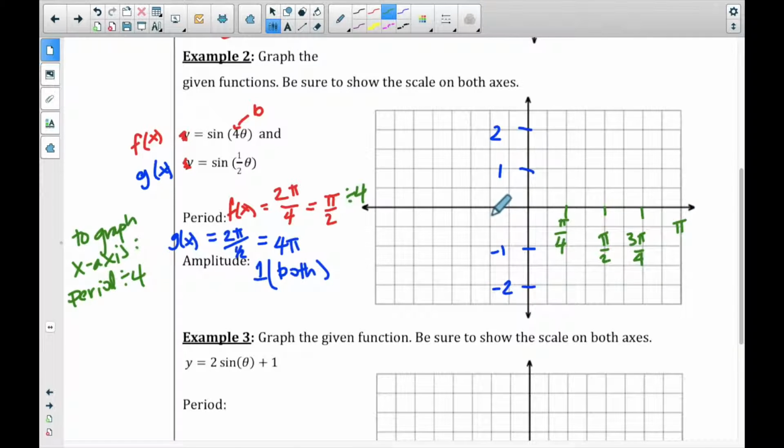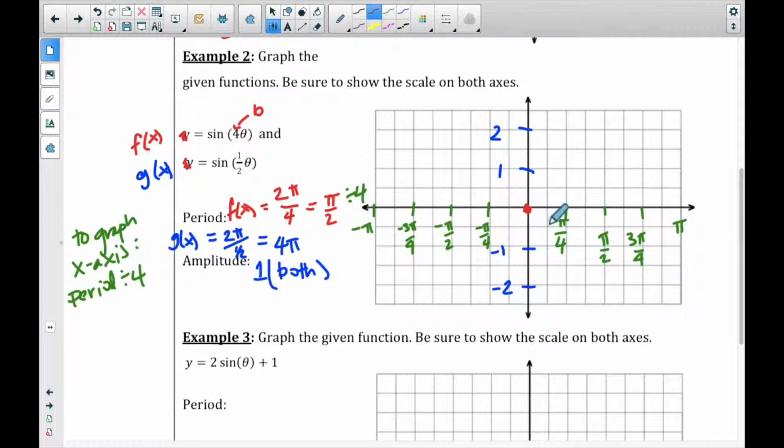I want to do that same thing in the negative direction. All right, now let's think about how this is going to go. Let's start off with our f of x. The sine of 4 theta, the period is pi over 8. What that means is we're still in the world of sine. Sine always starts at 0, 0 and goes up. The amplitude on both of them is 1, so I'm just going to go up to 1.